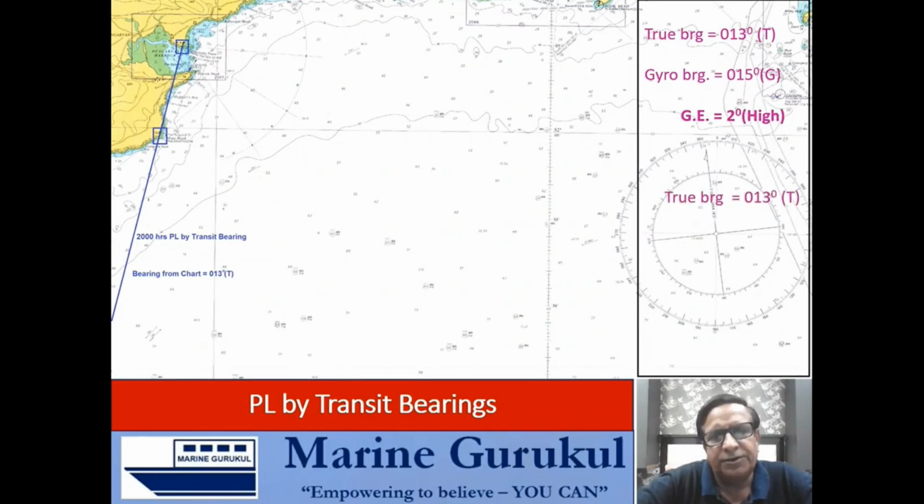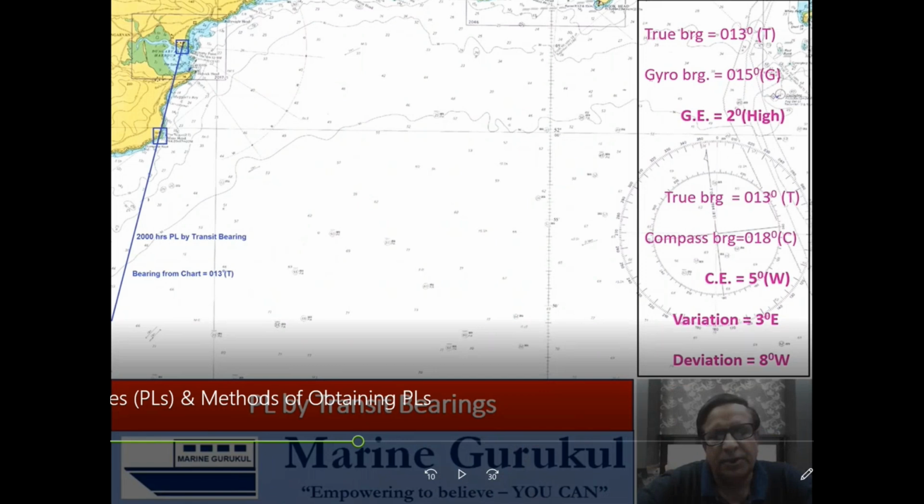Now, true bearing, 013 degrees true. Compass bearing given in the question is 018 degrees compass. The compass error shall be the difference of the two, that is 5 degrees, and it shall be west. Why? Because compass best, error west. Compass error is 5 degrees west. Variation is 3 degrees west, given in the question. Therefore, deviation for the ship's head becomes 2 degrees west.